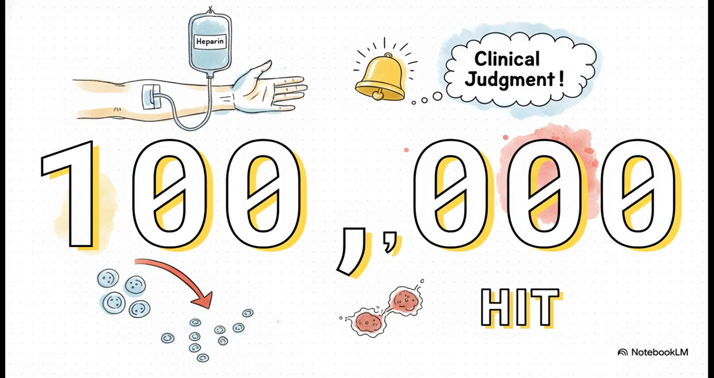If you see a patient's platelet count drop below 100,000 while they're on heparin, or even if it just drops by 50% from where they started, your clinical judgment alarm bells need to be ringing loud and clear. That's a huge warning sign for HIT.